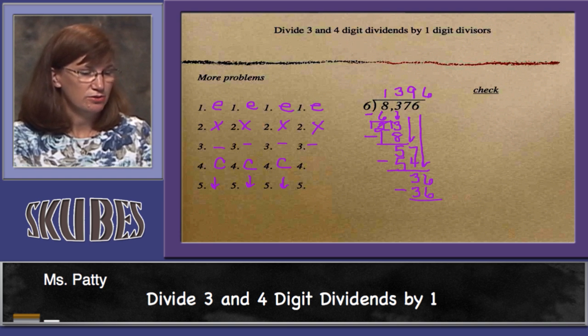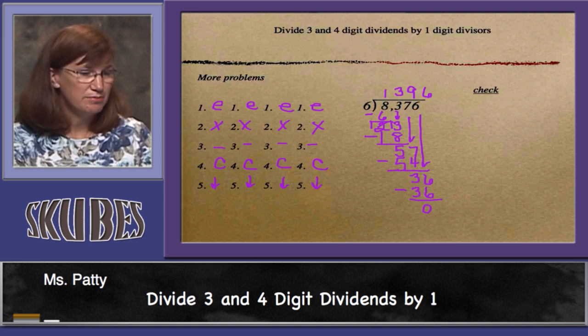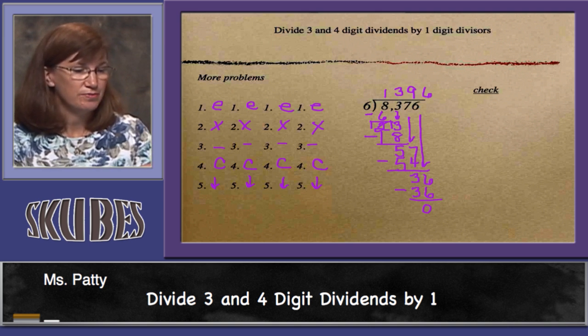Let's subtract. 36 minus 36 is 0. That one's pretty easy to compare. It's certainly smaller than 6. There is nothing left to bring down. You're done. But let's check and make sure that we've done our work correctly.